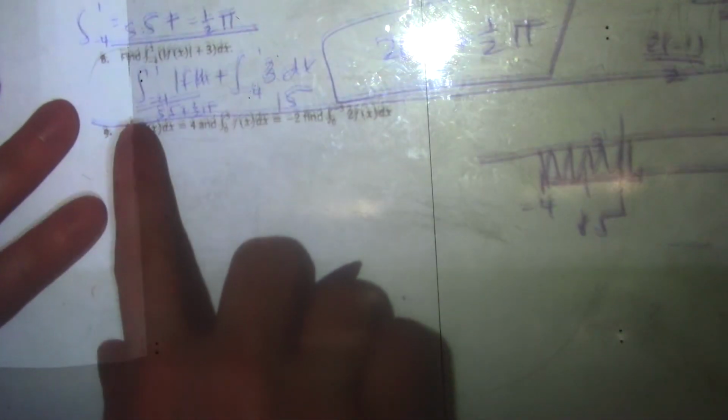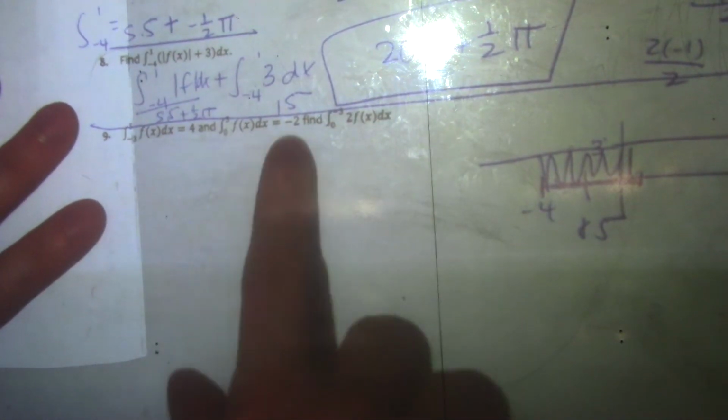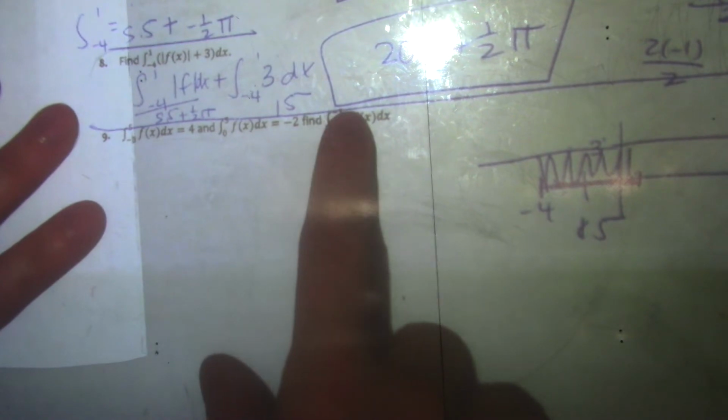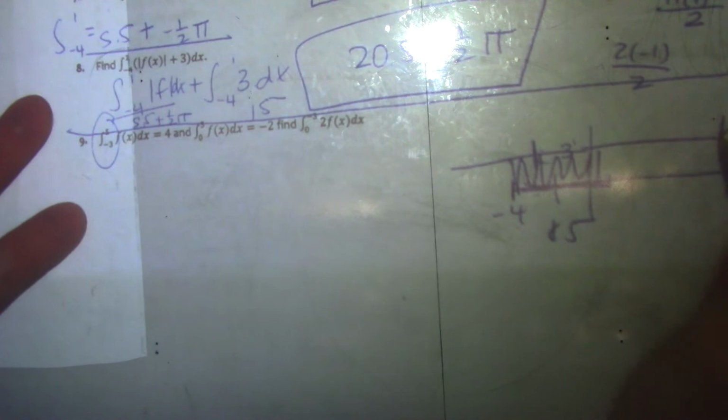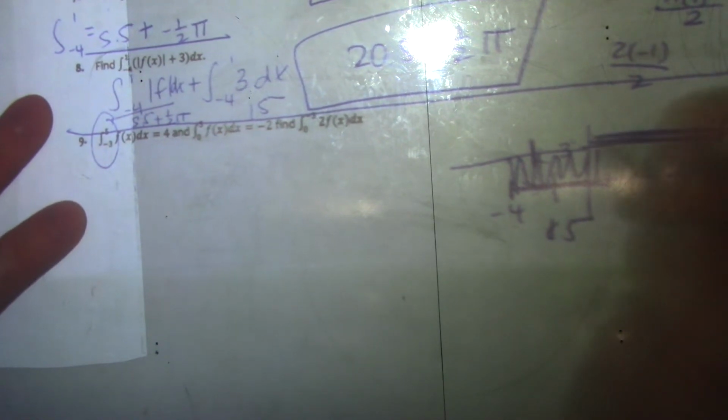And totally new question. -3 to 5 is 4, 0 to 5 is -2, and I want 0 to -3. So this is like your total, right, all the way from -3 to 5. I know 0 to 5 and the total. So let's set up, I want to add up to -3 to 5.